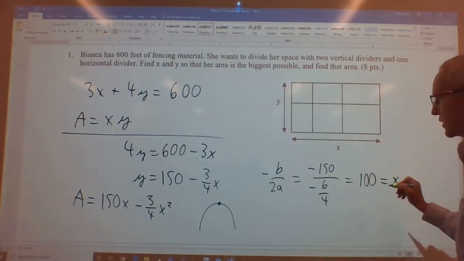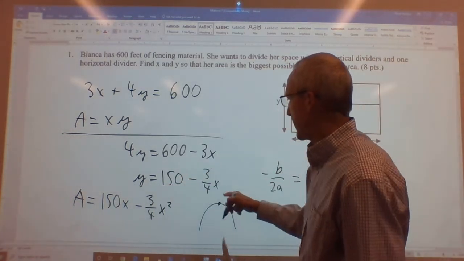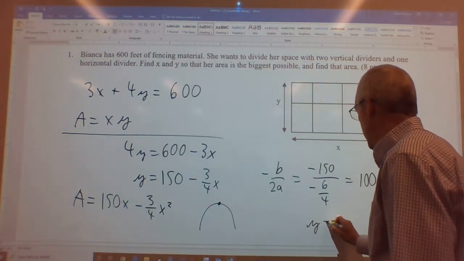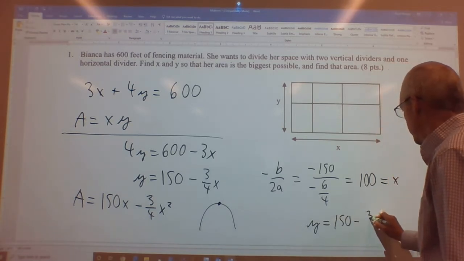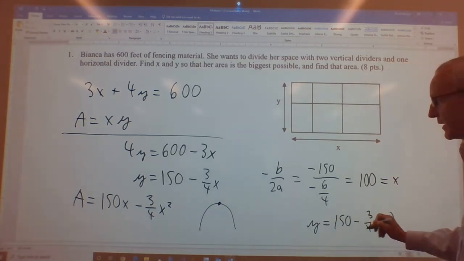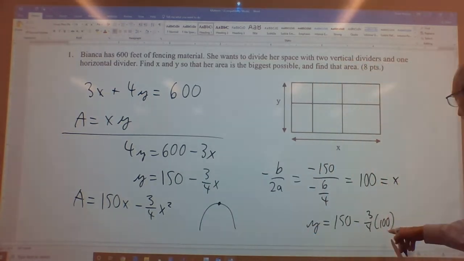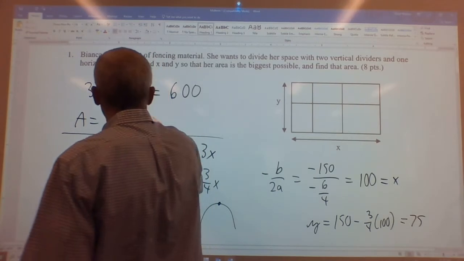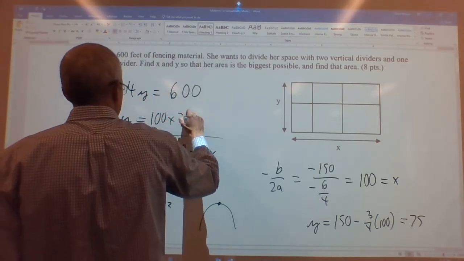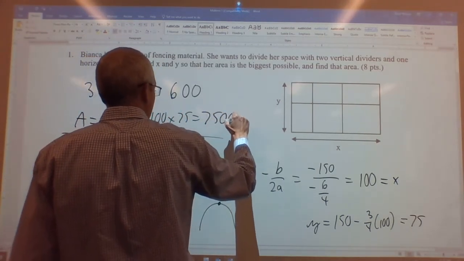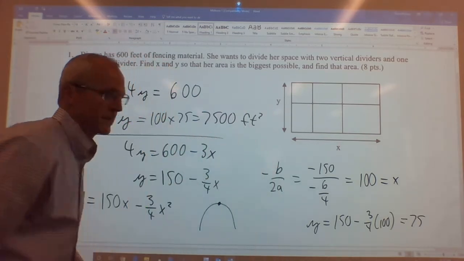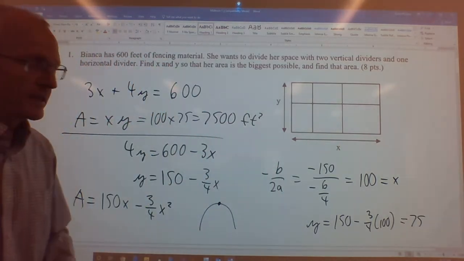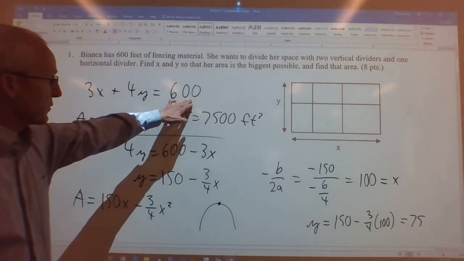So x is 100. Y then is 150 minus 3/4 of that. So y is 150 minus 3/4 of 100, from this formula here. 3/4 of 100 is just 75. 150 minus 75 is 75. So x is 100, y is 75. So the area then is 100 times 75, which is 7,500 square feet.